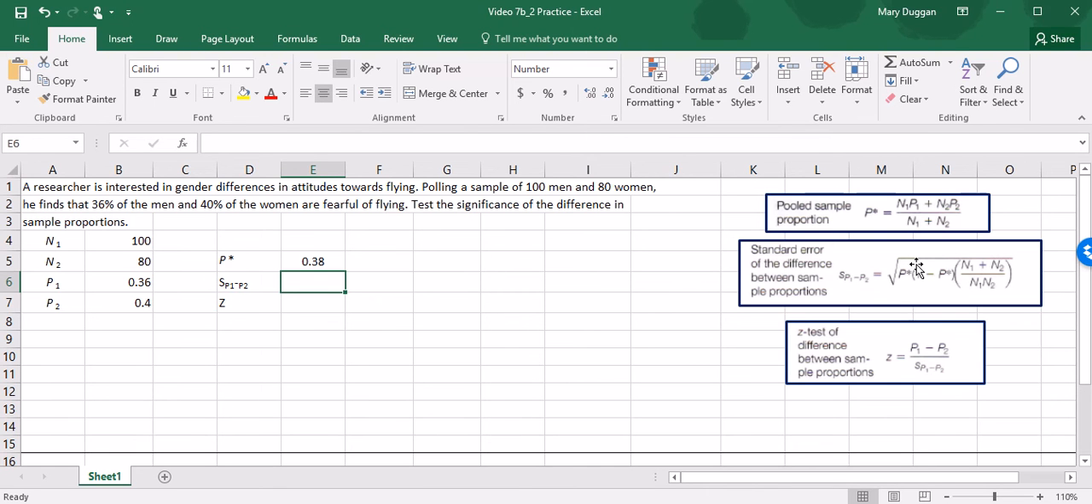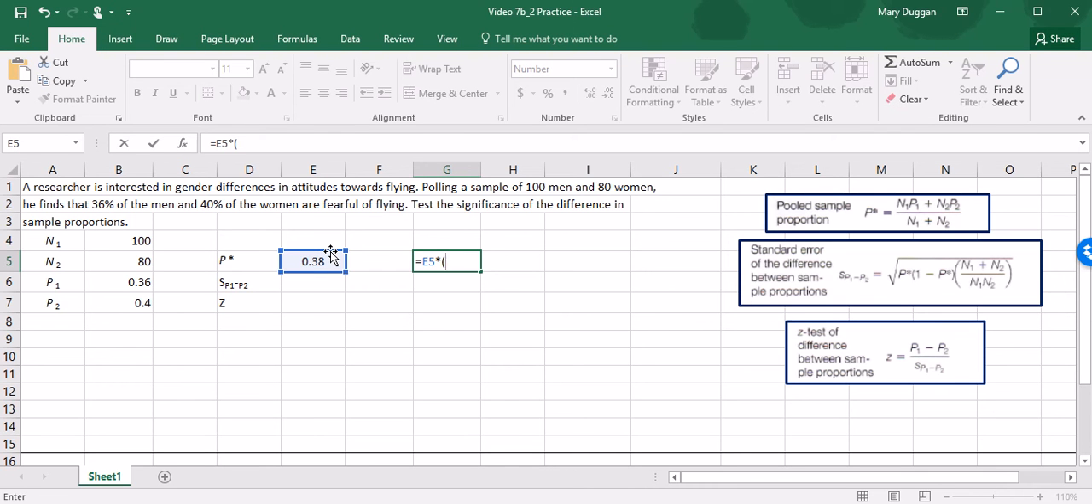Since it's one of those formulas that has multi-steps, I'm going to go ahead and calculate it in parts. So the first thing I'm going to calculate is P star times 1 minus P star. So I'll just do that over here. Our P star was 0.38, and I'm going to multiply it by 1 minus P star. Okay, that's the first part of this equation.